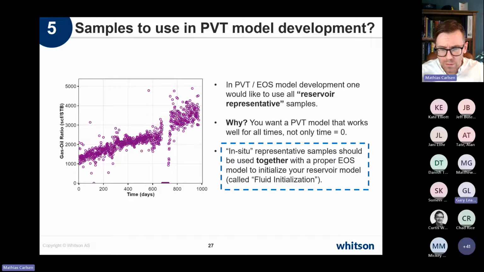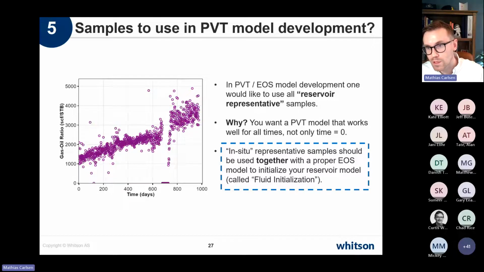In practice, we try to use in situ representative samples together with the properly tuned equation of state to initialize the reservoir model. But this is done after the fact, after you've developed the model, and that's what we're going to do together here. We're going to look through the case studies.